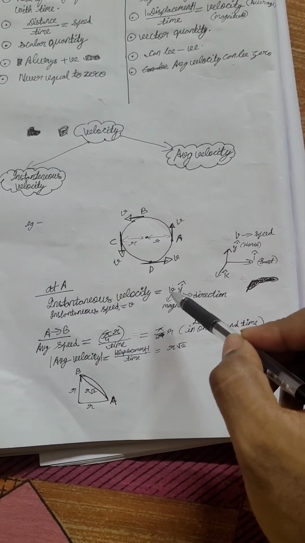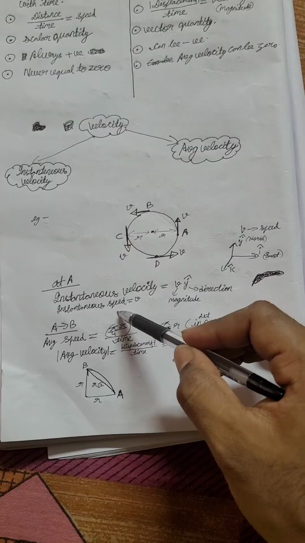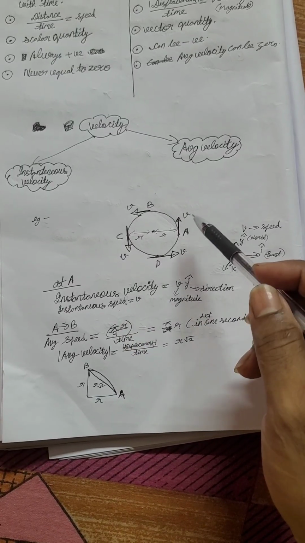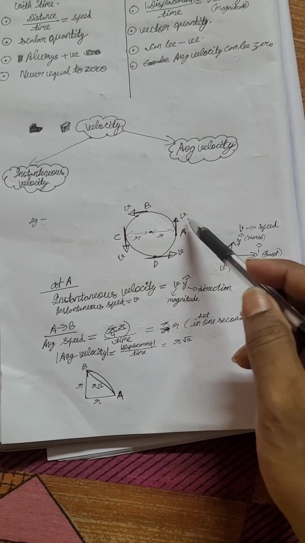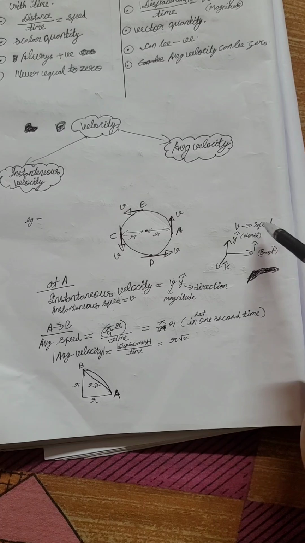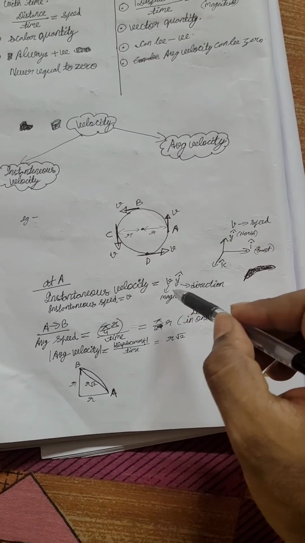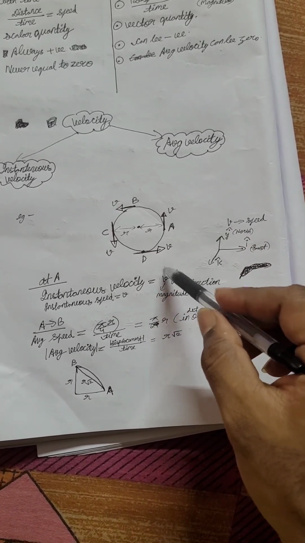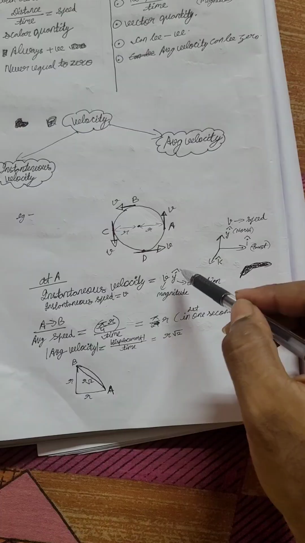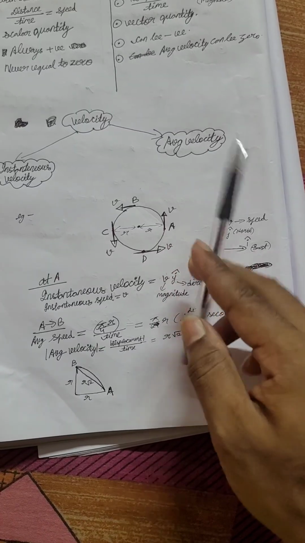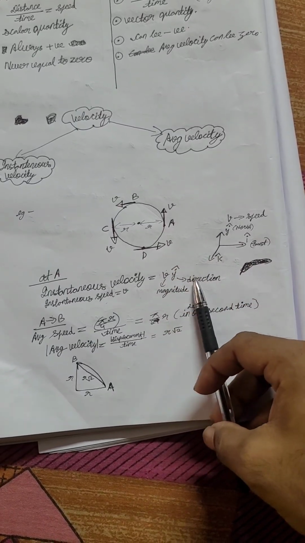Instantaneous velocity: we have taken instantaneous speed constant, it's not changing. So I am taking this v as instantaneous speed. So the vector is v j cap, because it is upwards. This is magnitude, this is direction.